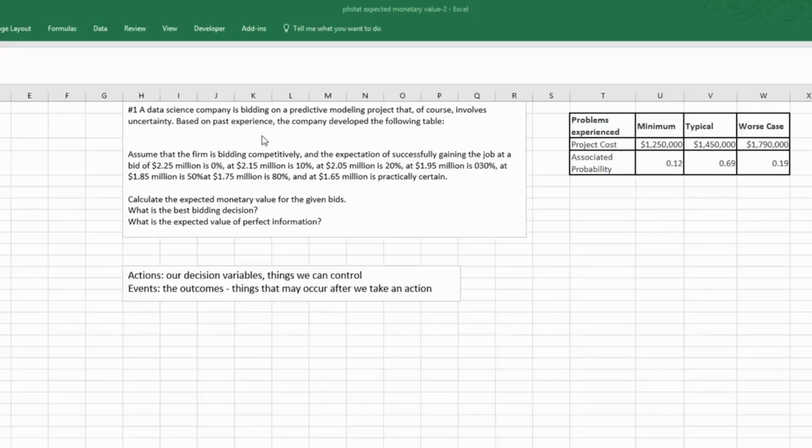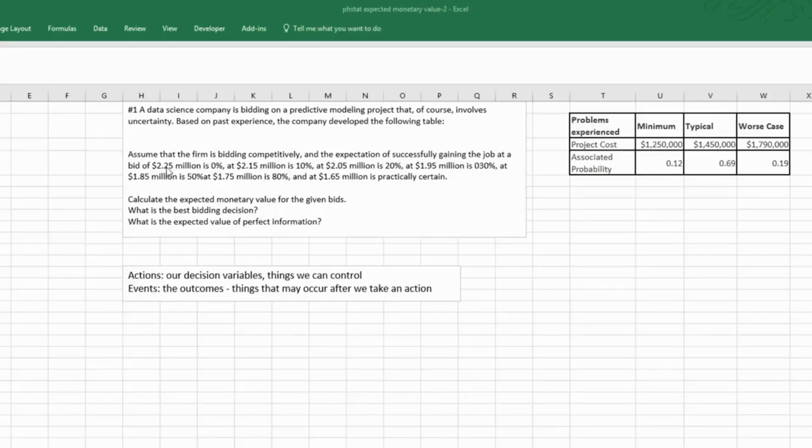Based on their past experience with other projects, they came up with this table that said that they expect three different levels of problems: minimum, typical, and worst case. The project cost for a similar project under the minimum level of problems was $1.25 million, and it had a probability of that type of problem occurring of 0.12, and similar data for the typical and worst case.